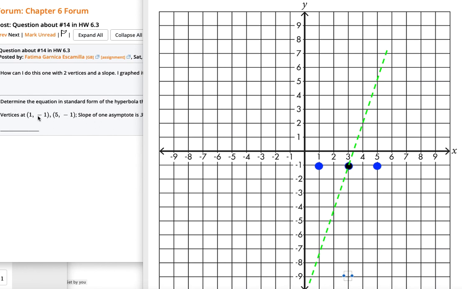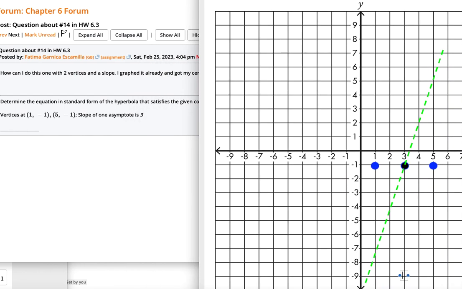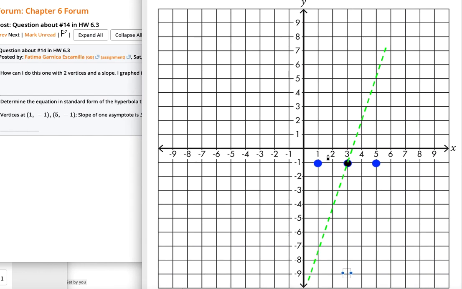Okay, so for this one, they gave us the vertices, and then they told us that the slope of one of the asymptotes was 3 for the hyperbola. So I graphed these vertices in blue, and then I could take the midpoint, and that gave me the center, which is totally what you said up there. And then the slope of the asymptote being 3. So I'm going from the center, and I'm going over 1 and up 3, over 1 and up 3. And then do you see how I'm right over the vertex there? And that is 6 boxes. So that means that b is 6.